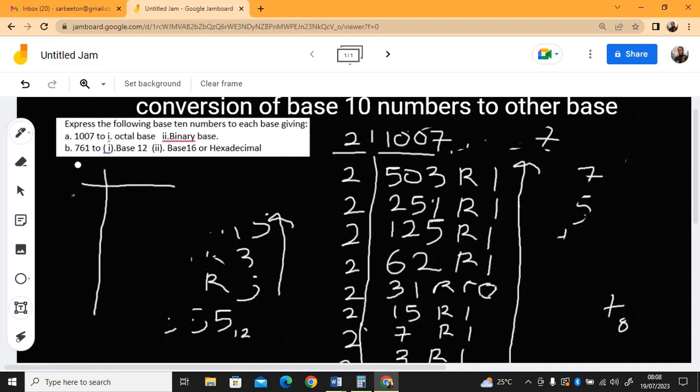Phobia for mathematics. Now, 761 again. You want to divide it by 16. I know some of you have been doing it. No problem. You are a great student. Divided by 16.